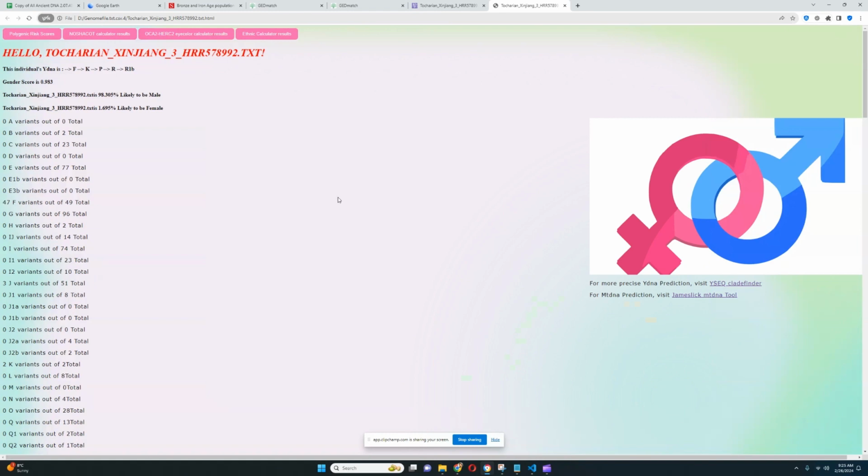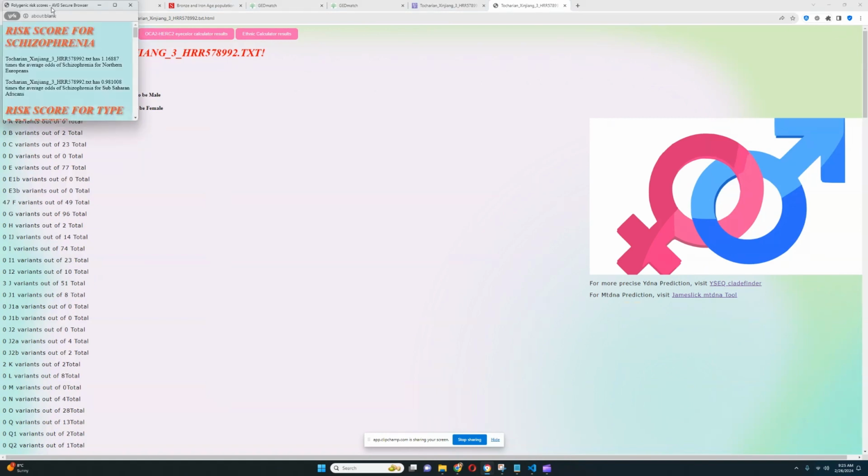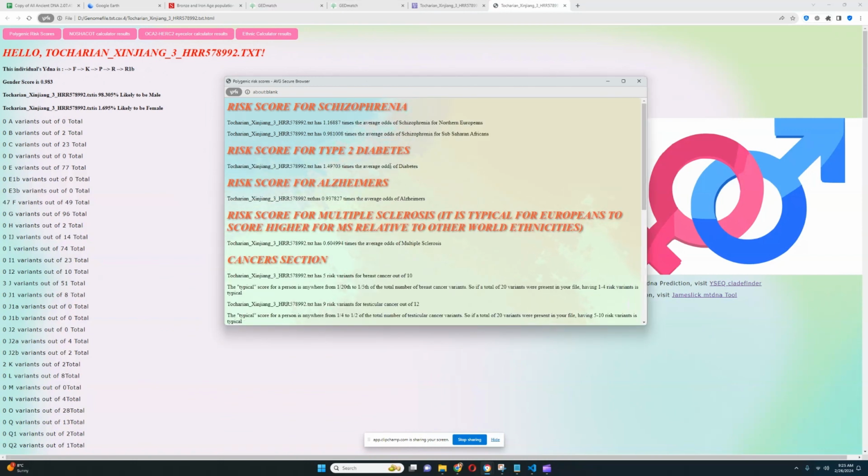Now let's go ahead and check his diseases and polygenic risk scores. So for the polygenic risk scores, it looks like he's got a slightly above average score for schizophrenia. It looks like he's got an above average score for type 2 diabetes. It looks like he's got an average score for Alzheimer's, and a below average score for multiple sclerosis. So far, nothing is really concerning here.